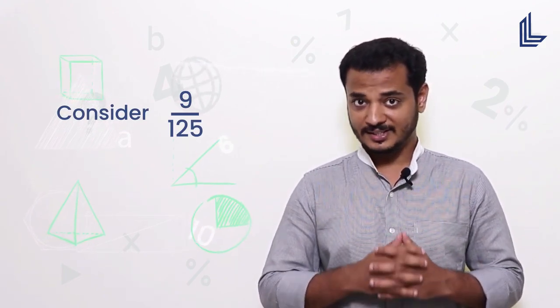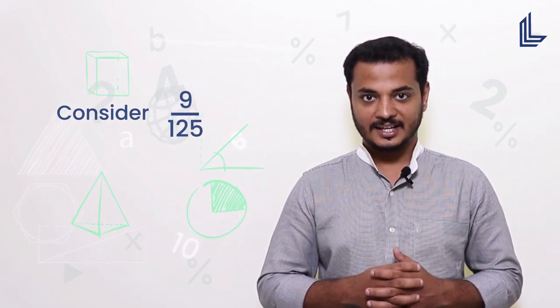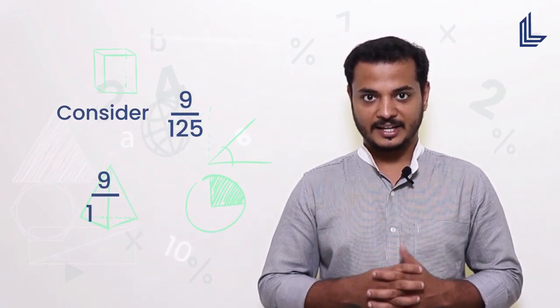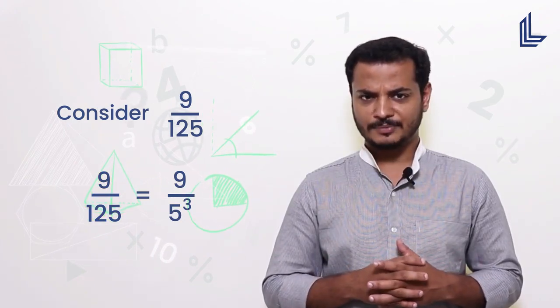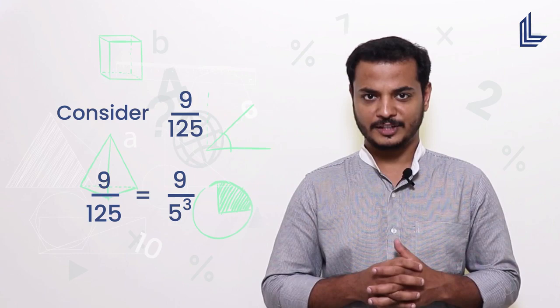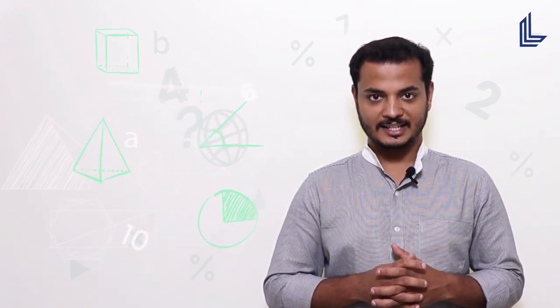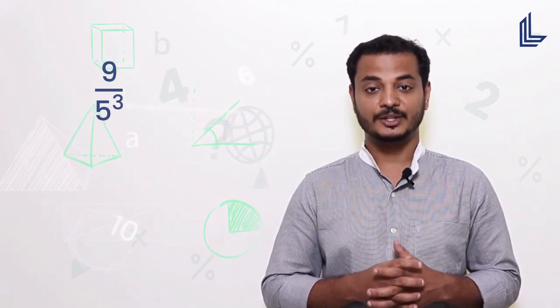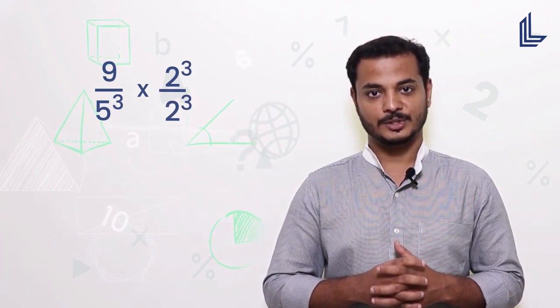Now will this result in a terminating decimal? Let's see. 9 by 125 can be expressed as 9 by 5 cube. Now can we do something with this fraction so that we could express the denominator in powers of 10? If you think about it carefully, you can see that if you multiply both numerator and denominator by 2 cube, the denominator will be in powers of 10.